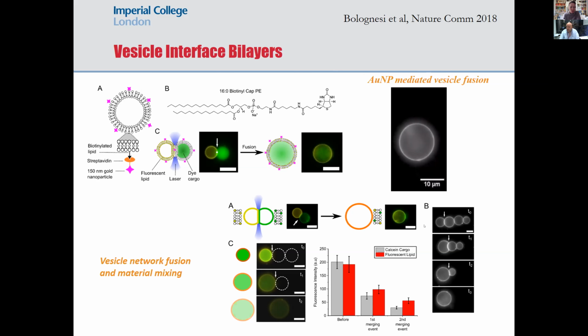And then you can start to make tissue-based systems where you systematically fire the laser pulse at each of the different interfaces. And that means you make vesicle A fuse with vesicle B, then AB fuse with C, ABC fuse with D, and you can control the sequence in which things come together.